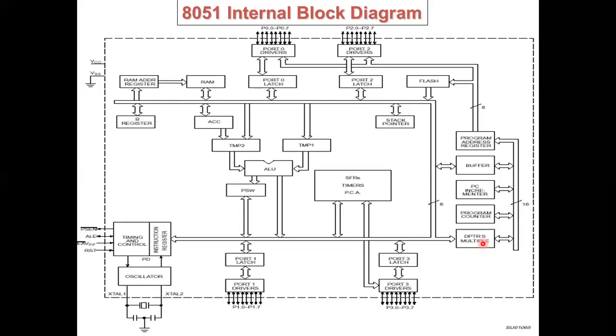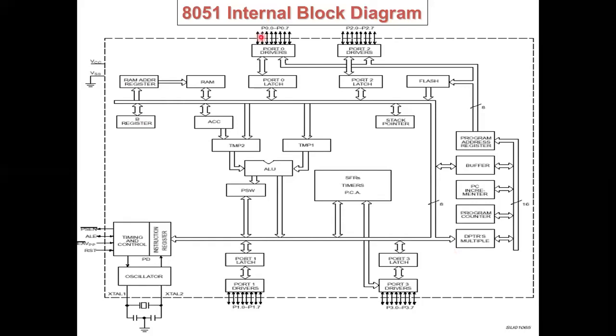Then the program address register. It stores the program address, for example, if the starting address is 4000, it will store that program address. These are the 16-bit data processing. Then finally we have input output ports. In the 8051 we have 4 input output ports which can be used as input output ports as well as multi-purpose ports.